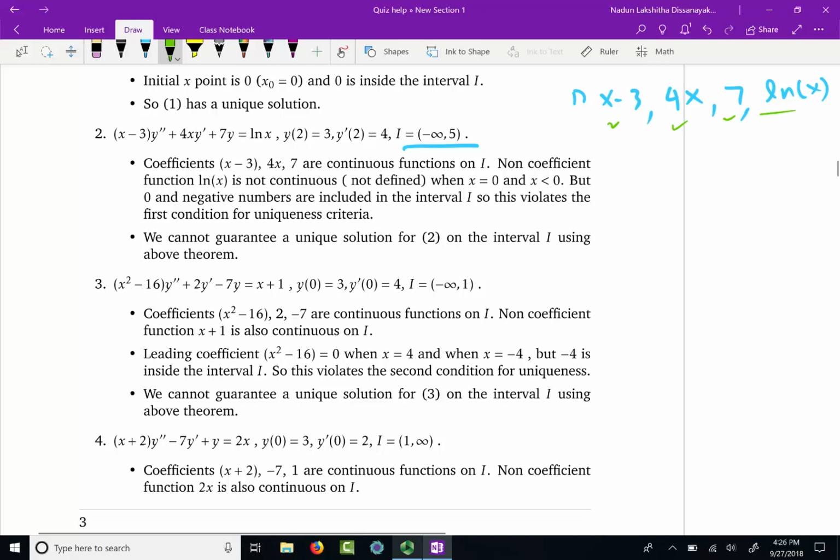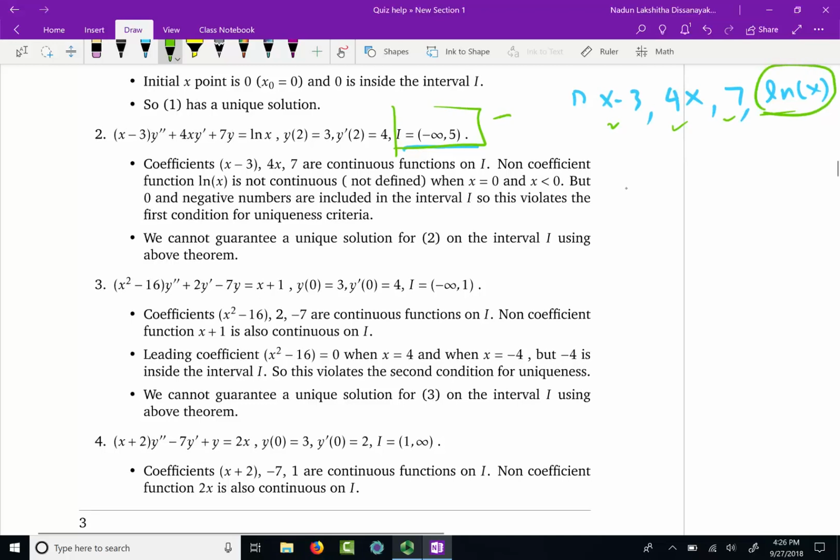Now, do you have 0 and negative numbers, 0 or at least negative numbers in the interval? Yes, right. The interval is running from -infinity to 5. 0 is inside that interval, negative numbers are inside that interval. So natural log x is not well defined in this interval, not continuous in this interval. So the first condition is not satisfied.